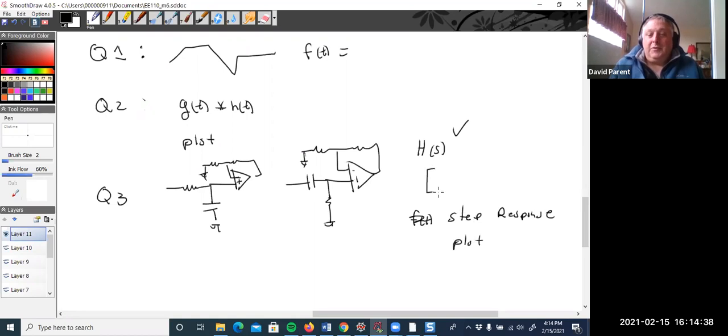Now there's 2 things in between that we're going to start later that are the Bode plot. But that's question 3. Question 4 is a Bode plot, and 5 is something else.